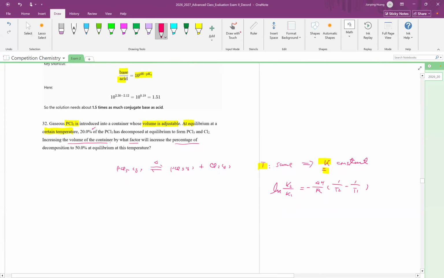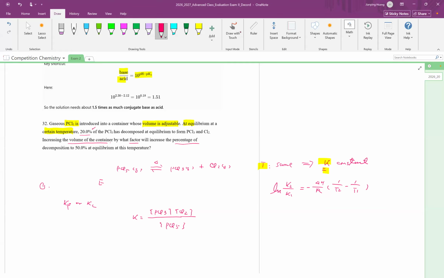So the first step, you are going to calculate Kp or Kc. Use K equals equilibrium concentration of the products over PCl5. Now, the question said 20% is decomposed. So look at the equilibrium.